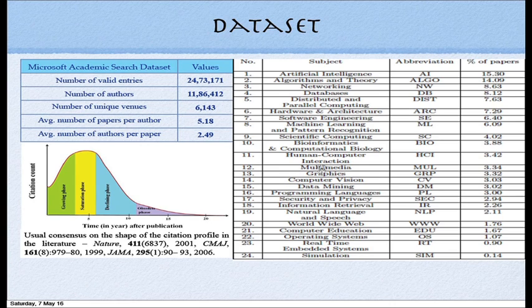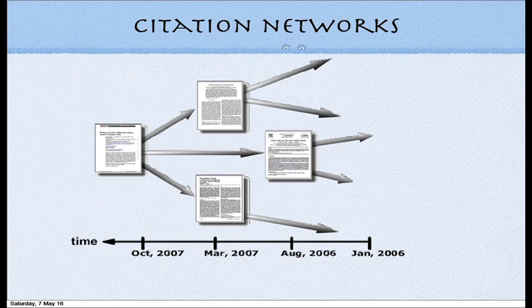There are 24 such fields of computer science, and this is the proportion of papers that are available in the dataset from each different field. Along with this particular graph, you also know whether a particular paper belongs to algorithms, or artificial intelligence, or databases, or whatever field it belongs to. So, you have the field information for each paper along with the simple citation information.